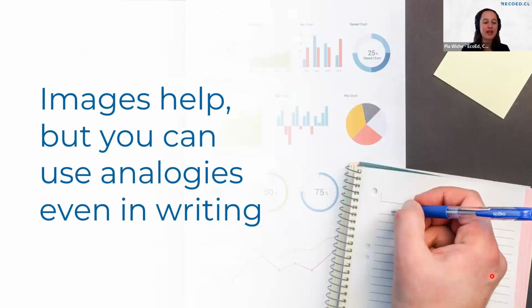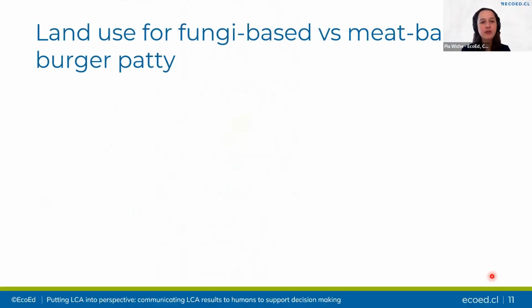Images help a lot, and most of the graphics that you are seeing in the presentation are designed by our designer Crystal, who does a fantastic job at making things simple with images. However, if you're not great at designing pictures, you can also use analogies in writing. And let's go, for example, in land use for a fungi-based patty compared to a meat-based patty.